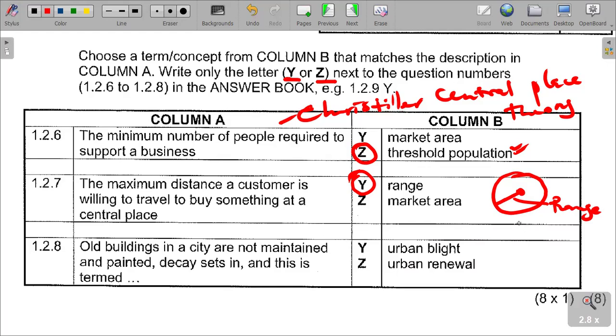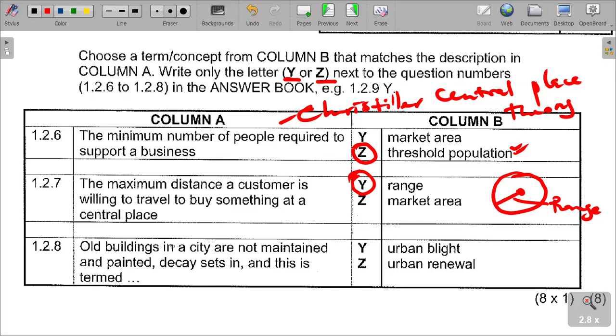The range tends to be bigger and longer when we look at specialized services and functions. For something on a daily basis, such as daily consumables, people cannot travel such a long distance to get them. So we need to understand that again as we go into these concepts.